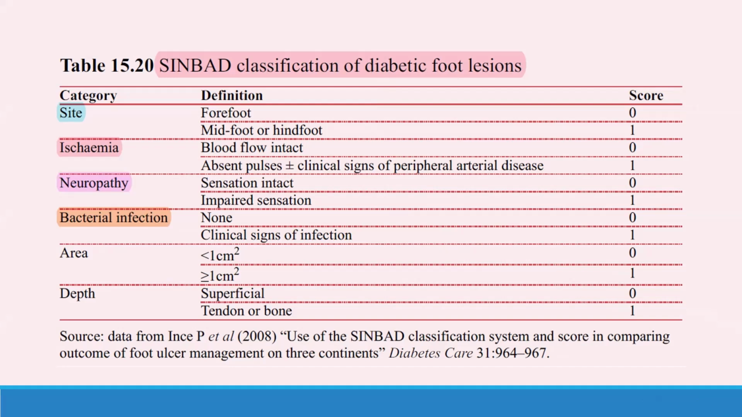The area, if less than 1 centimeter, will take 0 score. If more than 1 centimeter, it will take 1 point. In depth, if superficial, 0. If tendon or bone, it will take 1. And actually, this scoring system is recommended, and of course, a higher score means a more severe diabetic foot lesion.